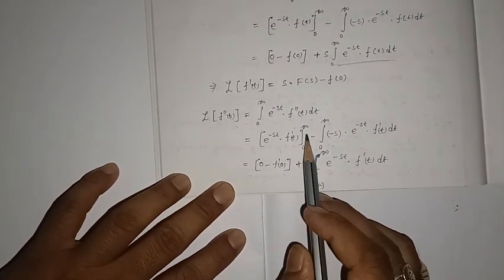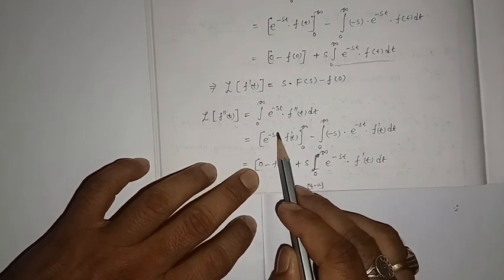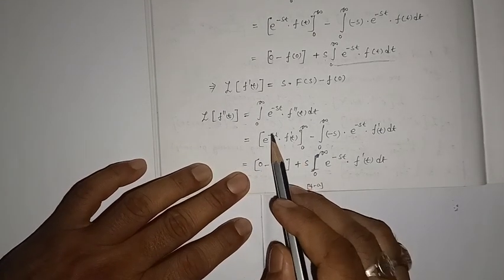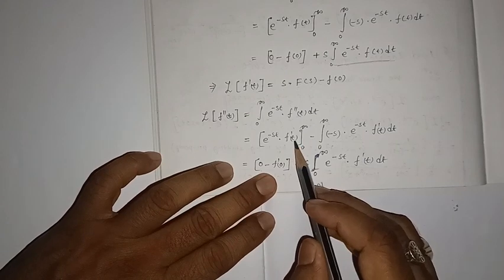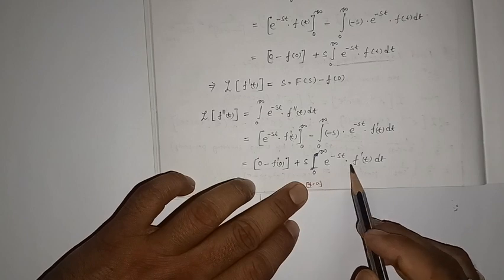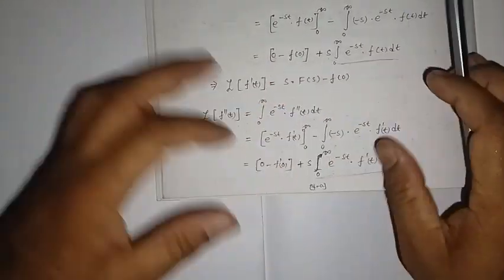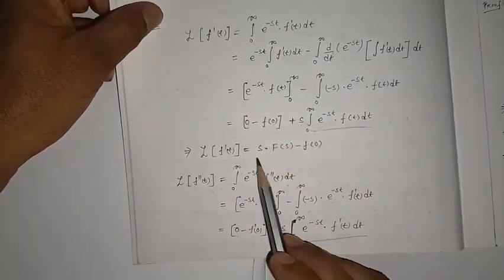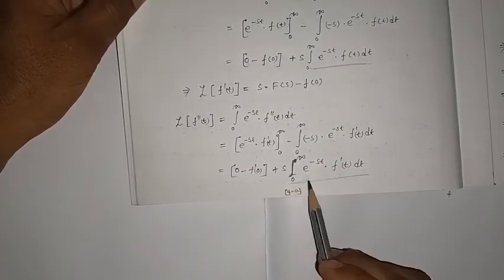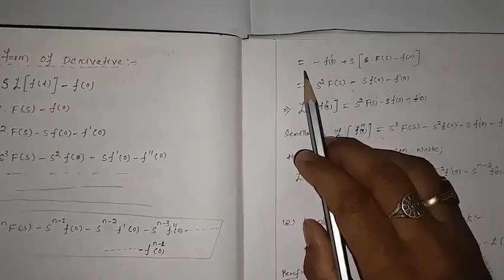So if I put the limits, at infinity the term is 0, and at 0, e to the 0 is 1, so we get minus f dash 0, plus, minus minus plus, plus s times the integral from 0 to infinity of e to the minus st f dash t dt. This integration we already evaluated over here, so I simply put that result in.